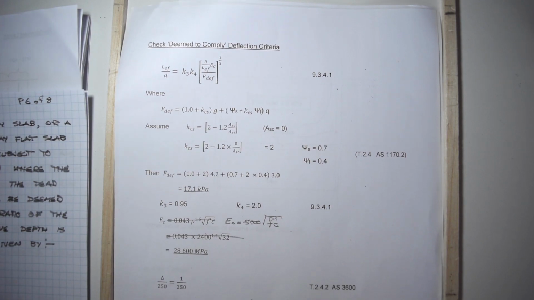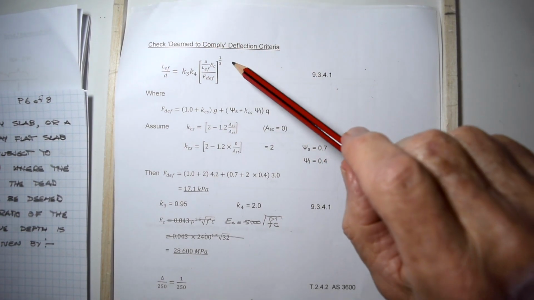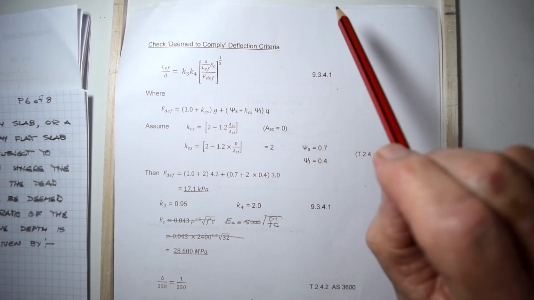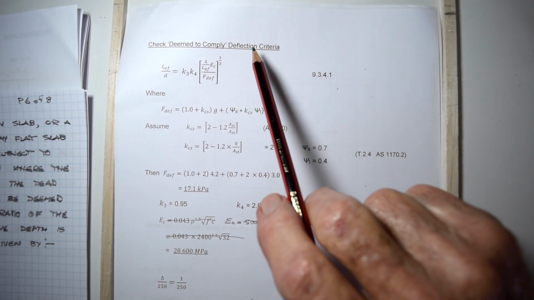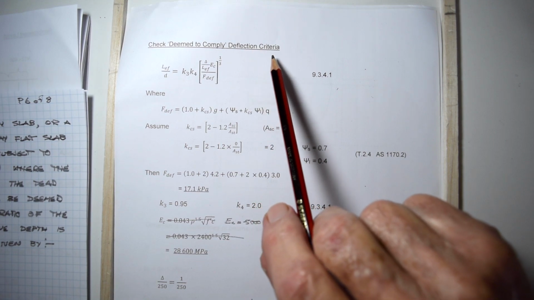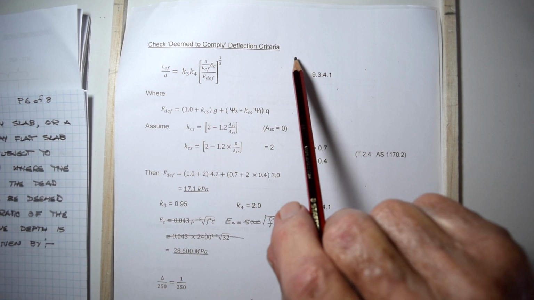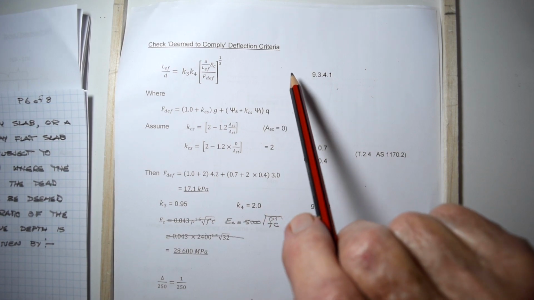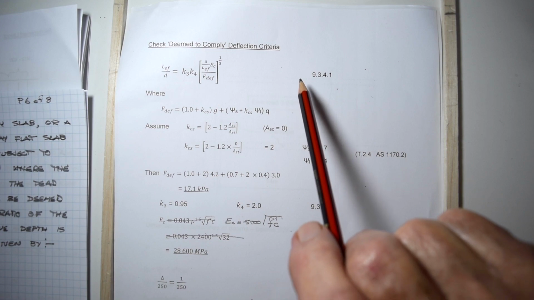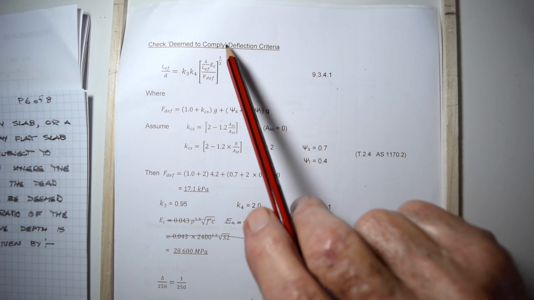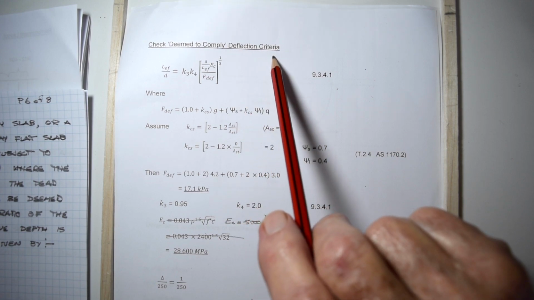Right, so we're going to look at the deemed to comply deflection criteria, and I mentioned that at the beginning of this lecture where I said you can use finite element analysis, computer software to work out deflections and so forth, but it's a good idea to learn how to do it by hand, and you can later get onto the simpler ways of doing it by using a computer. So we're going to check the deemed to comply deflection criteria.